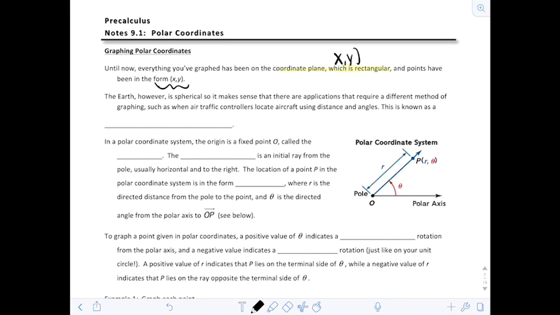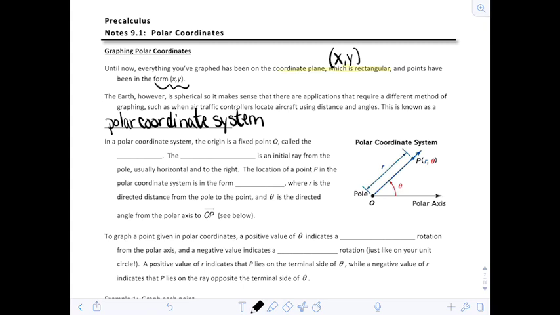However, the Earth, being spherical, makes sense that there would be applications that require a different method of graphing, such as when air traffic controllers locate aircraft using distance and angles. This is known as a polar coordinate system. So again, this is going to be based on circular movement, rotating angles and distances away from the center of a circle, instead of the rectangular system.